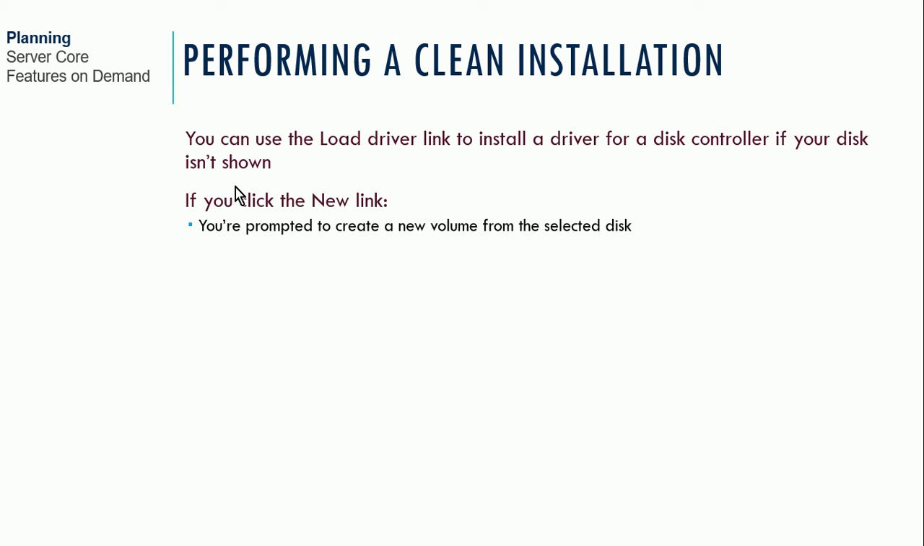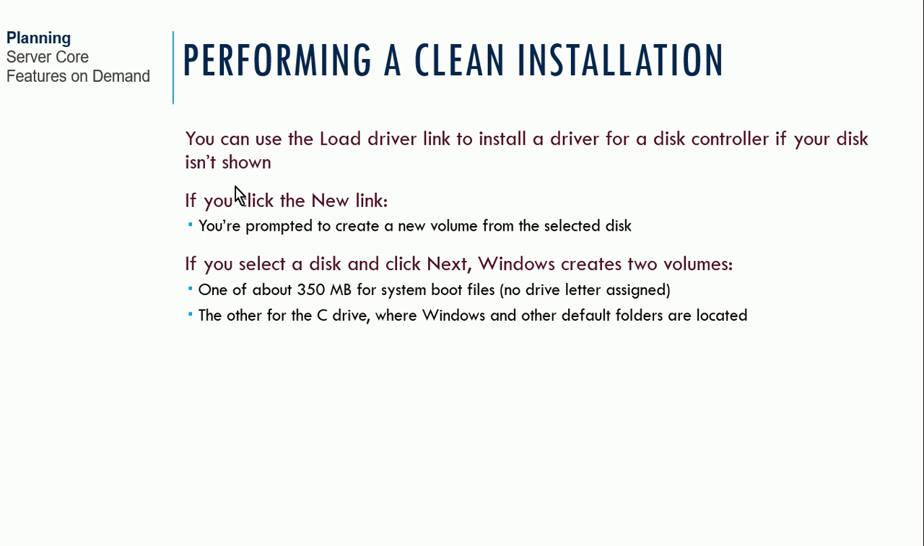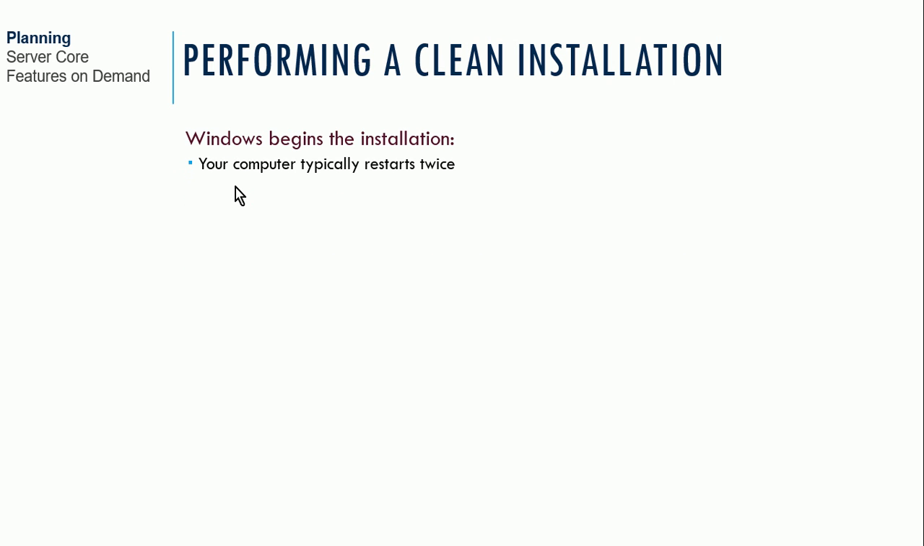So if you do have to install the driver, you're going to click that new link, and you're prompted to create a new volume from the selected disk. If you select the disk and click Next, Windows will create two volumes. One is going to be very small for the system boot files. You won't see a drive letter for that, and then you'll see your C drive. It doesn't necessarily have to be the C drive, but it's generally recommended with Windows that your system drive be the C drive. It's just normally expected. It doesn't have to be, though.